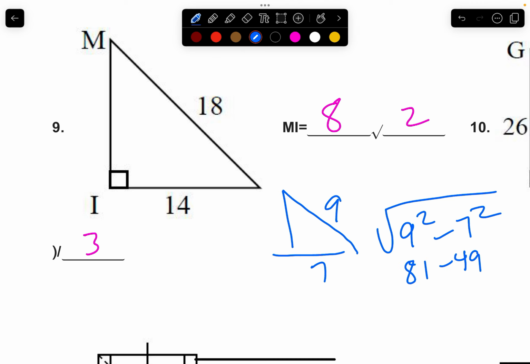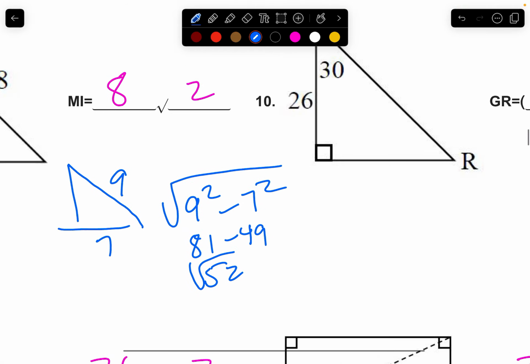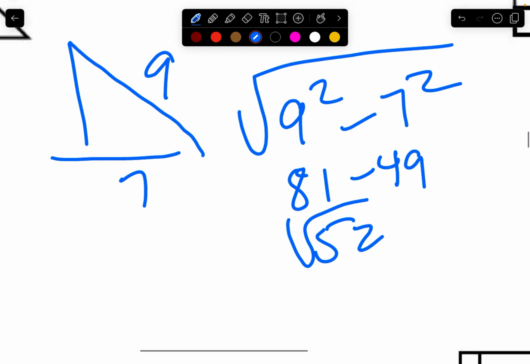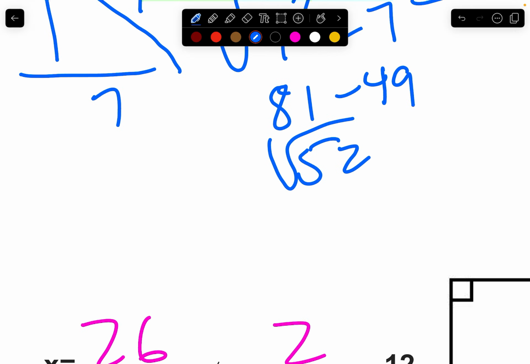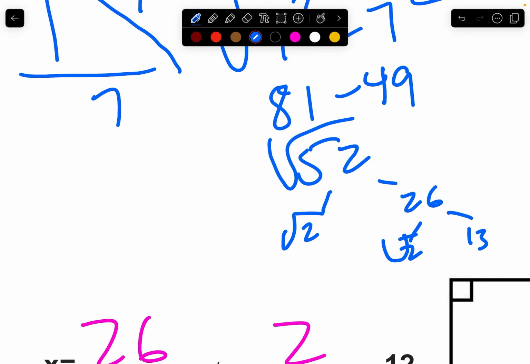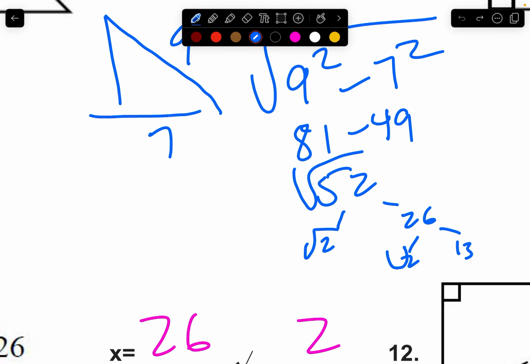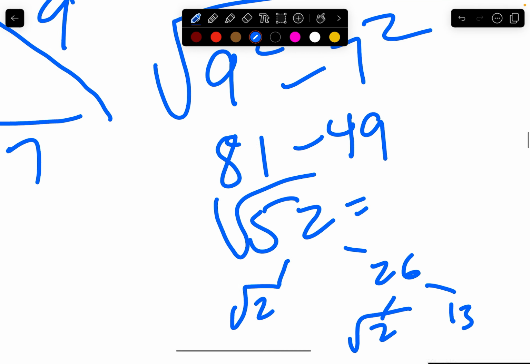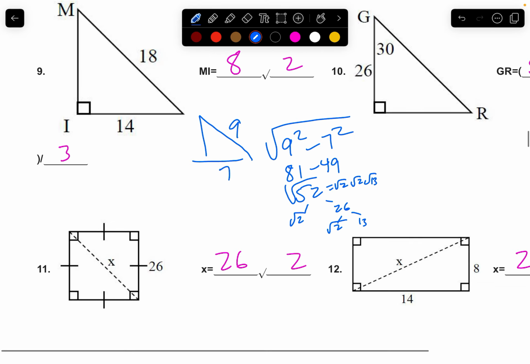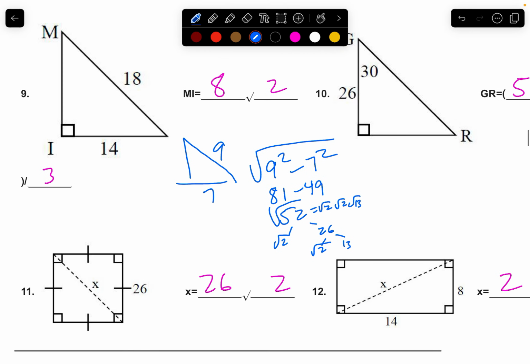81 minus 49. So 41, 52, that's the square root of 52. Well, we need to make sure that's fully reduced or fully simplified. If you don't know what factors go into 52, just make a tree. This would be 2 and 26. That'd be 2 and 13. So this is root 2 and root 2. So root 52 equals root 2 times root 2 times root 13. And that is 2 root 13.